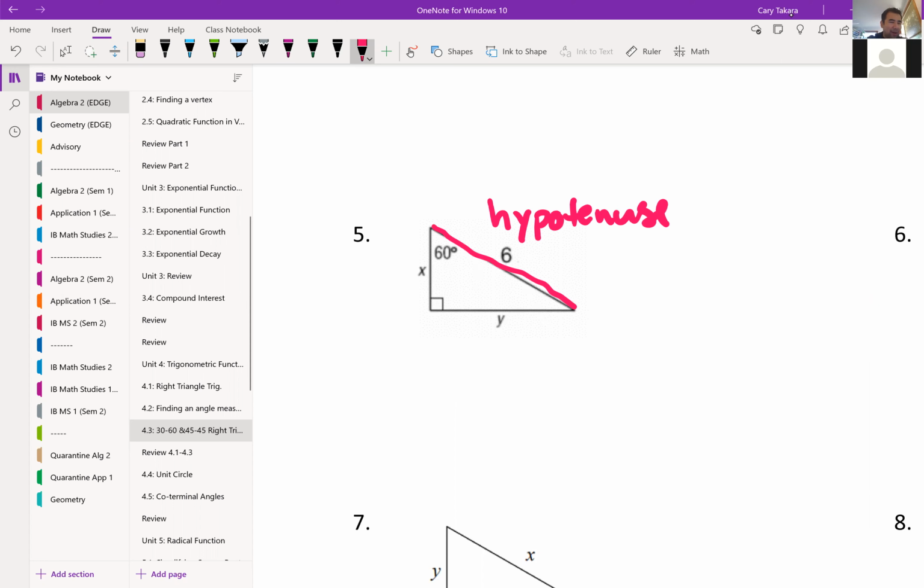So if you know the hypotenuse, what can you figure out immediately? Can't you figure out the short leg? What's the hypotenuse and short leg relationship? Double, half, right? So x has to be, you've got to divide by 2. So it's going to be 3.